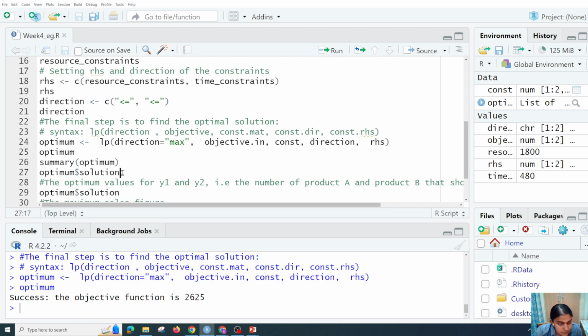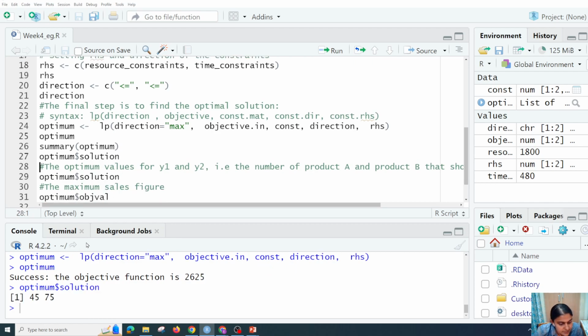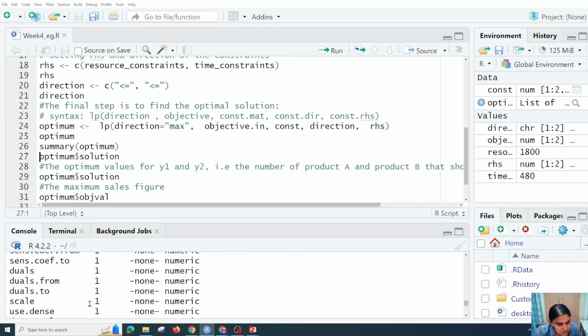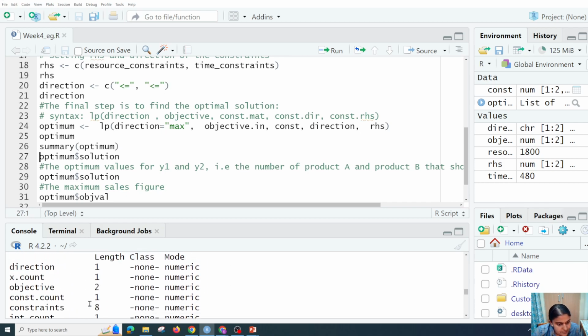the values of y1 and y2 can be obtained: y1 should be 45 and y2 should be 75. That is the optimum solution. That means 45 units of product A and 75 units of product B should be sold. Now if you give a summary of the optimum, many other things can be seen, like direction, everything.